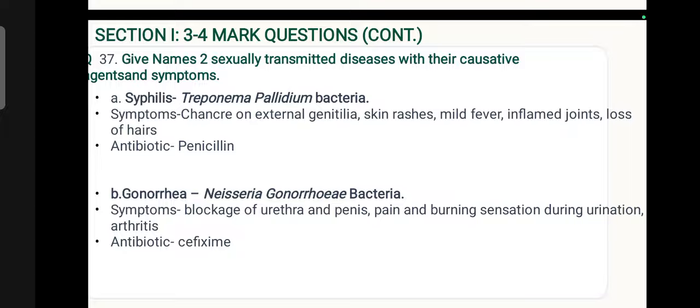Gonorrhea, Neisseria gonorrhoeae bacteria. Symptoms: blockage of urethra and pelvis, pain and burning sensation during urination, arthritis. Antibiotic: cefixime.